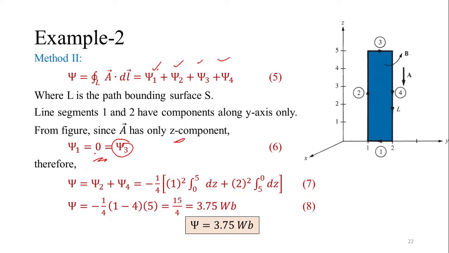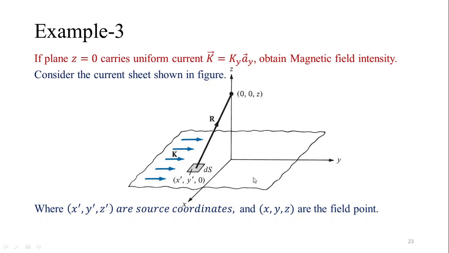Now if you substitute psi 1 and psi 3 as 0 in equation 5, you will get psi 2 plus psi 4. That is 1 by 4 into the integral of A dot dl, so 1 square from 0 to 5 dz plus 2 square from 0 to 5 of z dz. If you solve this, you will get 15 by 4, that is 3.75 Webers.